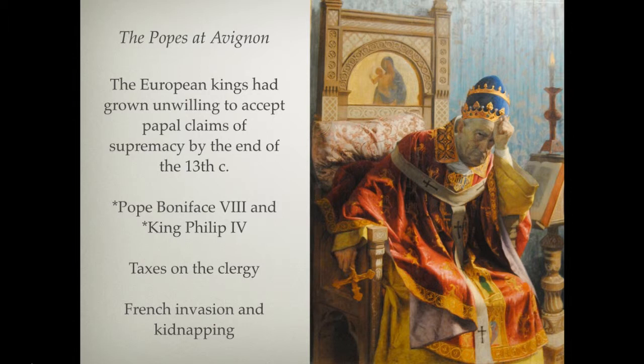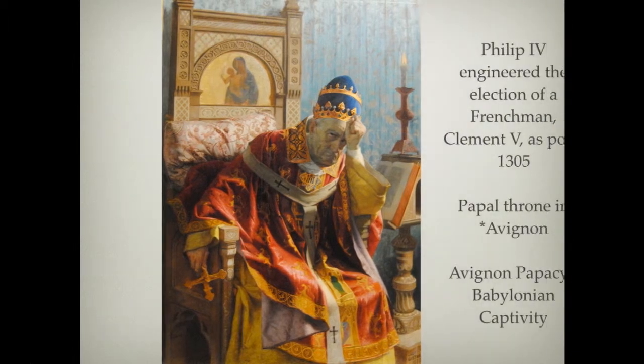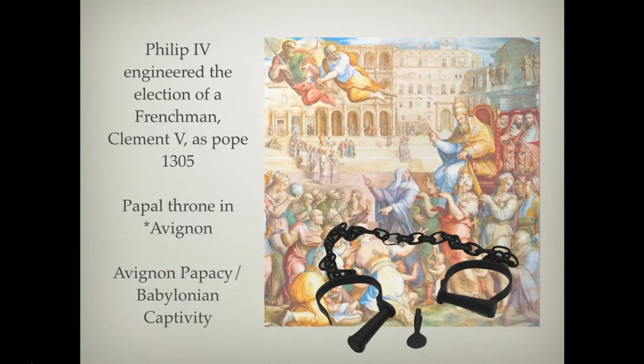So the French king invades Italy and invades Rome and kidnaps the king. The king, the pope, the papal monarch. He seizes him and starts bringing him back to France. But guess what happens? He dies on the way. And so when they get to France, they elect their own pope. And so Philip IV engineered the election of a Frenchman, Clement V, as Pope of 1305. He's kind of like a crony or a puppet for the French king.